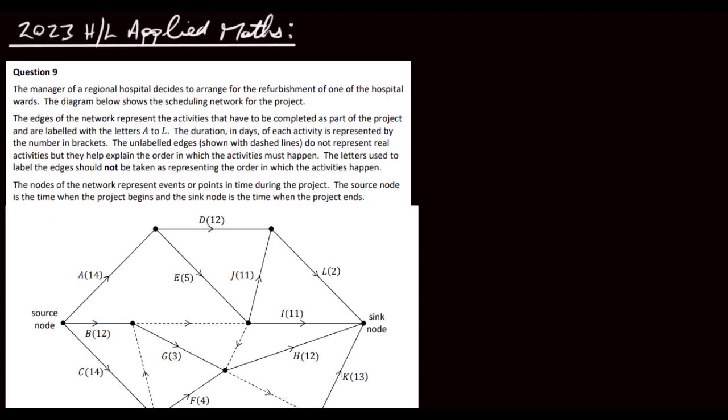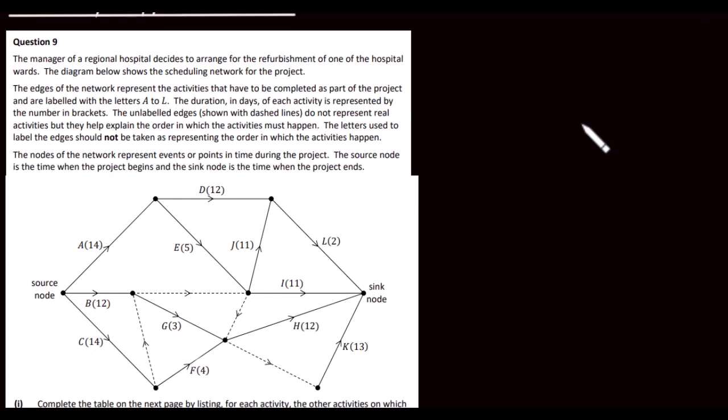The unlabeled edges shown with dashed lines do not represent real activities, but they help explain the order in which the activities must happen. The letters used to label the edges should not be taken as representing the order in which the activities happen. The nodes of the network represent events or points in time during the project. The source node is the time when the project begins, and the sink node is the time when the project ends.